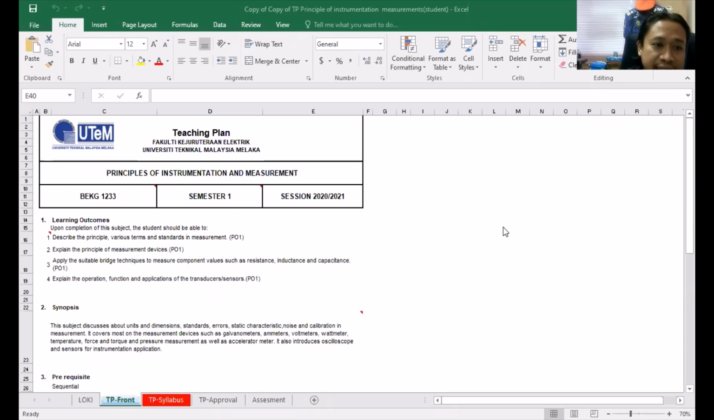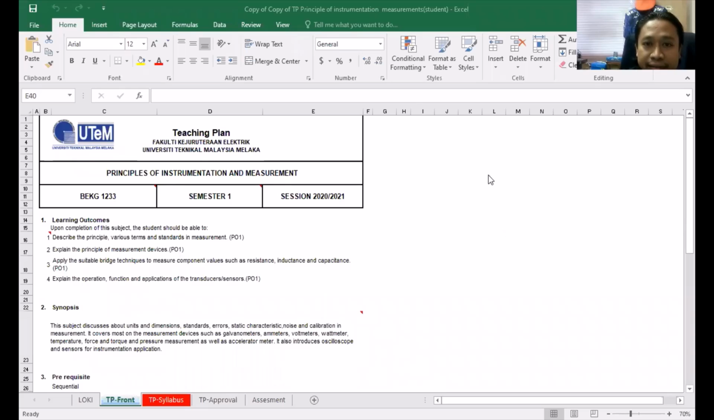And then the second learning outcome will be to explain the principle of measurement devices, the basics of the devices. For example, multimeter, oscilloscope, how the oscilloscope works. The components inside the oscilloscope will be covered in this topic. Actually this topic is more on electrical, electronic, and some part of mechanical. So you have to know at least the basics.